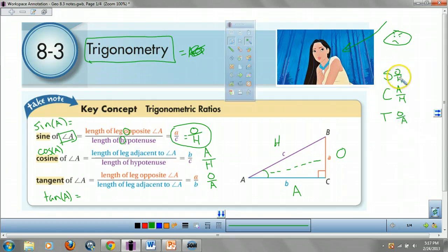Your sine is opposite over hypotenuse. Your cosine is adjacent over hypotenuse. Your tangent is opposite over adjacent. That's how I remember it. Soh-cah-toa.